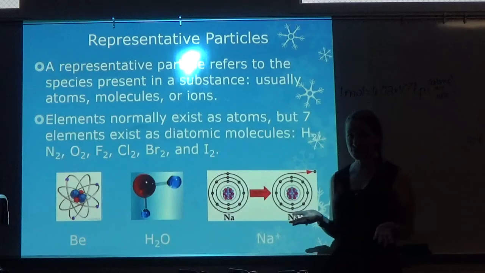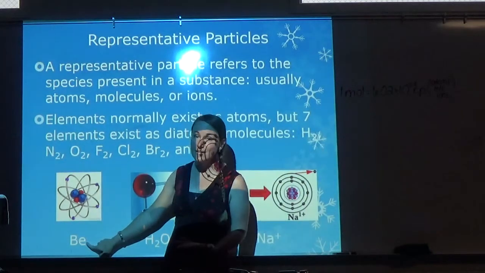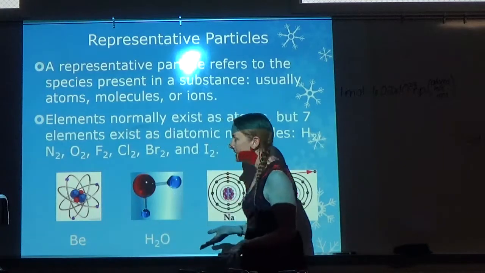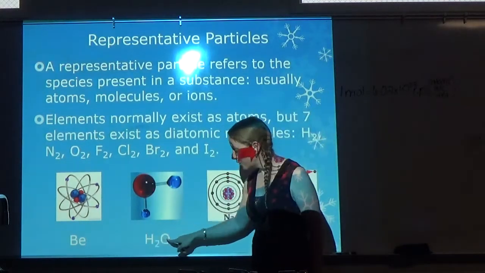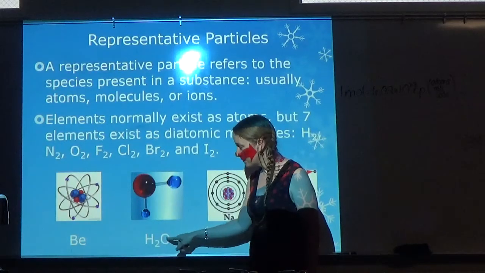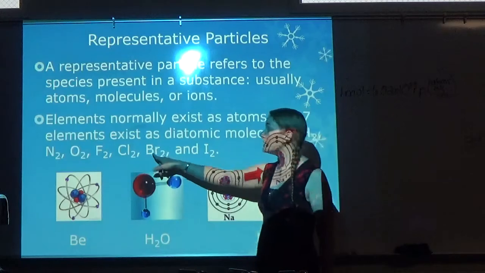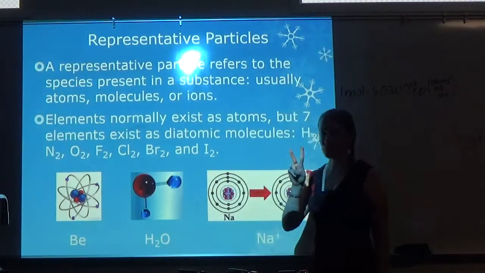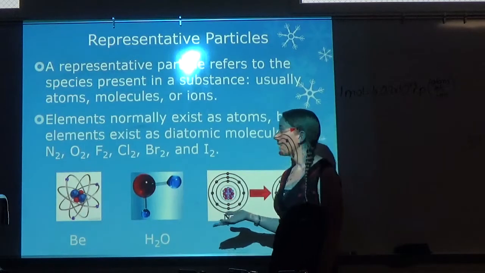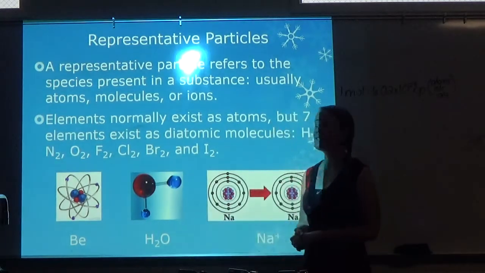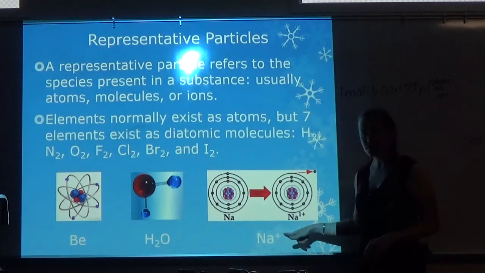So here's the difference in an atom, a molecule, and an ion. An atom is just one thing. So Be is an atom. Ag is an atom. K is an atom. A molecule is more than one atom bonded together. So H2O, there's 2 hydrogens, 1 oxygen. These are molecules. Br2, that's 2 Br atoms. That would be a molecule. HCl is a molecule. And then an ion, you will see a charge.